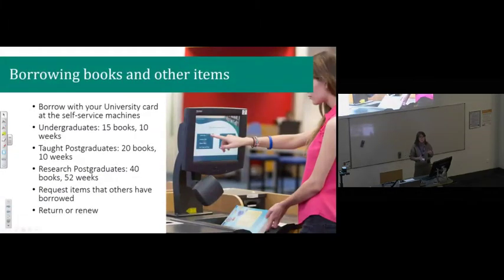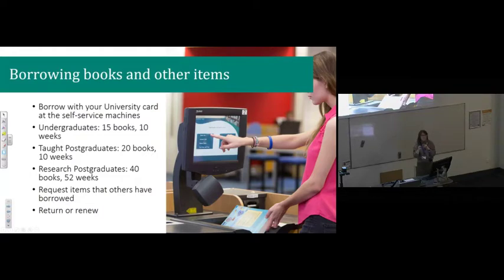All you need to do to borrow books is bring your university card into the library. We have self-issue machines dotted around the building. So just scan the barcode on your card and scan the barcode that's in the back of the book. You'll get a receipt for those. It's just got on the screen there how many books you can borrow and for how long.